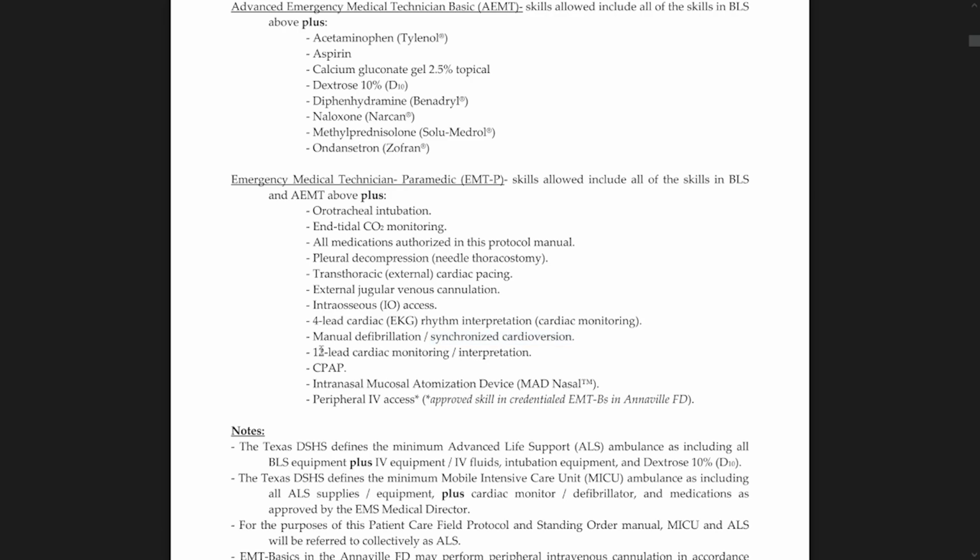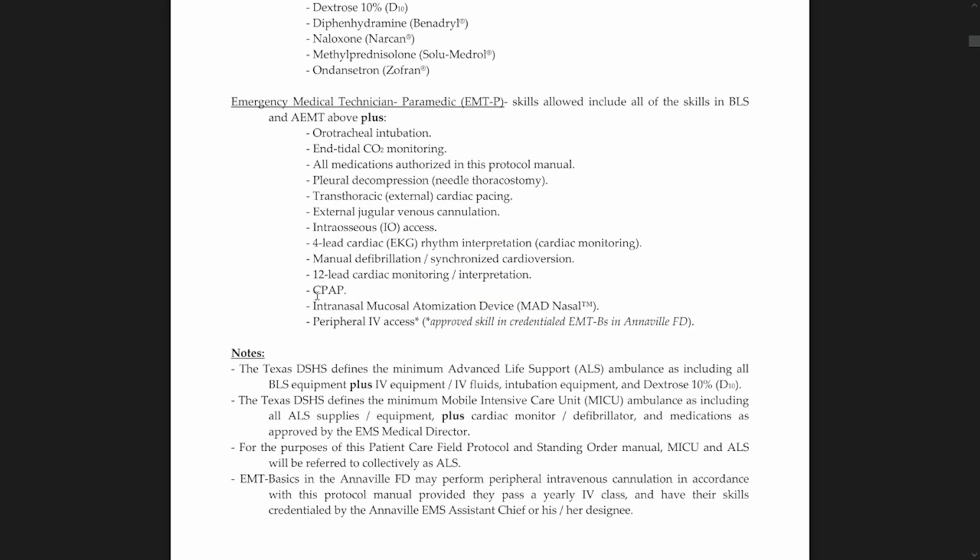That's a really big one. You can do 12-lead cardiac monitoring and interpreting. You can administer CPAP.